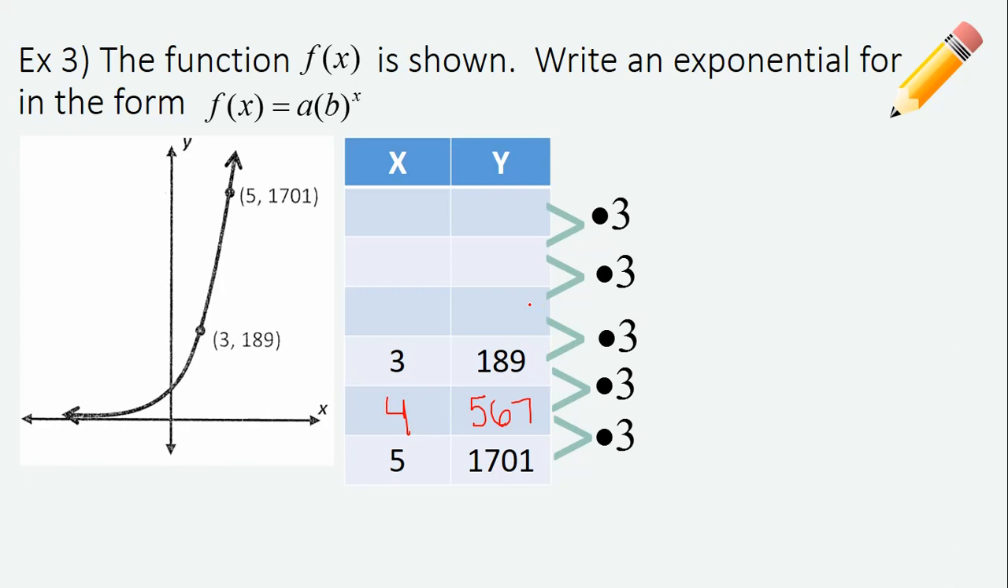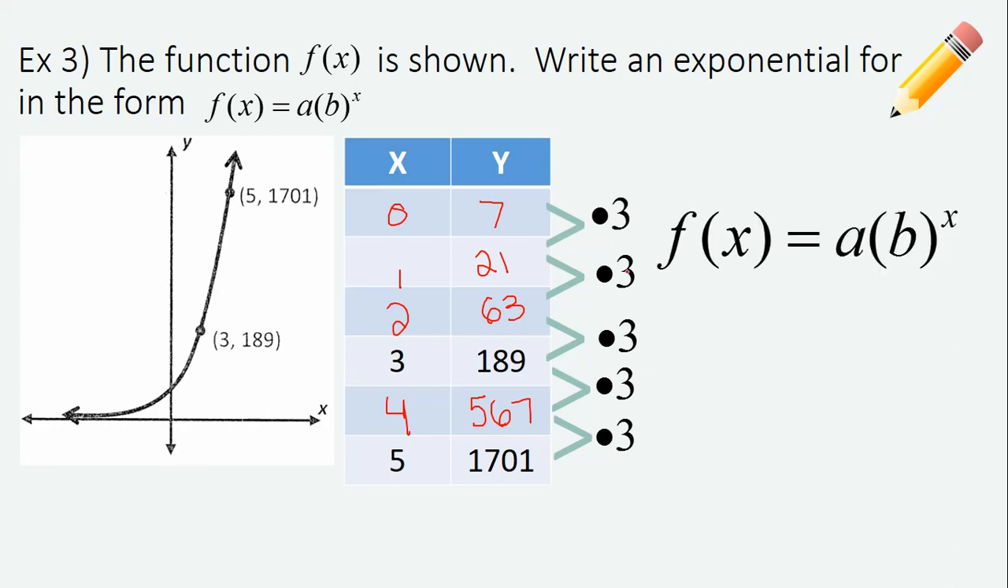Divide by 3, because ultimately what am I doing? I'm trying to get to here, right? I want to get to my initial value because that's my A. So what I'm going to do is 189 divided by 3. That'll get me my 63 here. Divide by another 3. We get 21. Divide by another 3. We'll get 7 because I'm just working backwards, right?